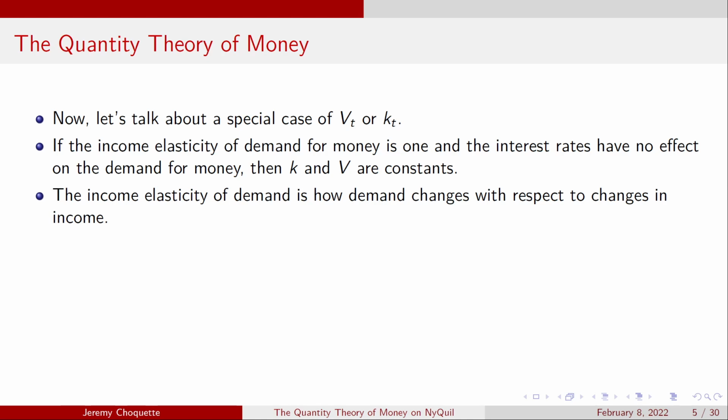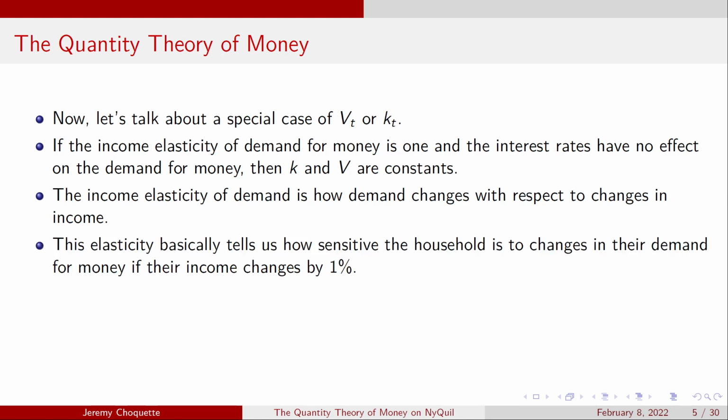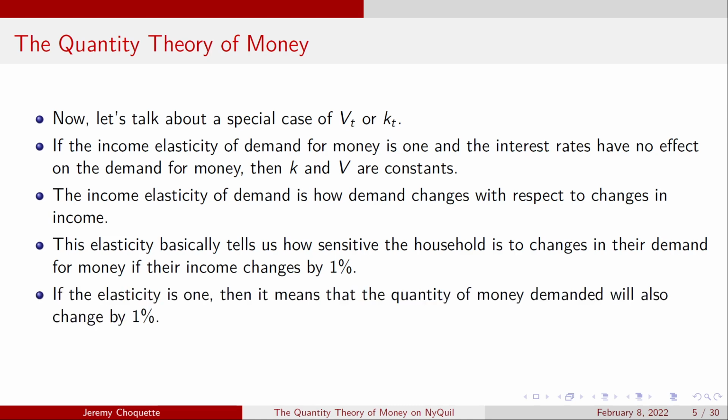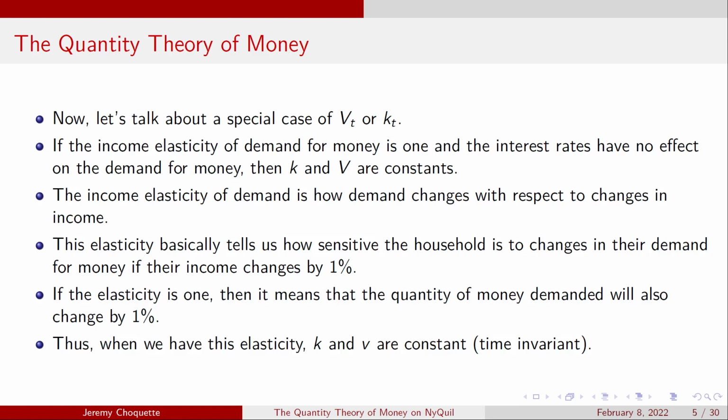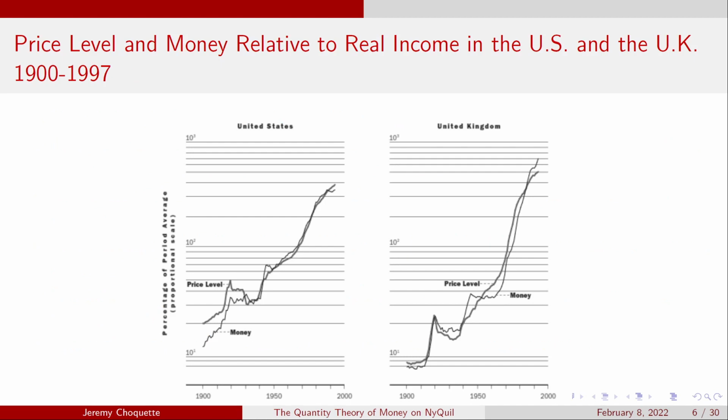So when we think about it in the context of money, the income elasticity of money demand is how the demand for money will change with respect to a change in income. It basically tells us how sensitive the household will be in their demand for money if their income changes by 1%, whether it goes up or down. If the elasticity is equal to 1, then the quantity of money demanded will also change by 1%. Thus, when we have this elasticity equal to 1, K and V are constant or time invariant. If we want to look at the price level and money relative to real income in the United States, feel free to take a look.